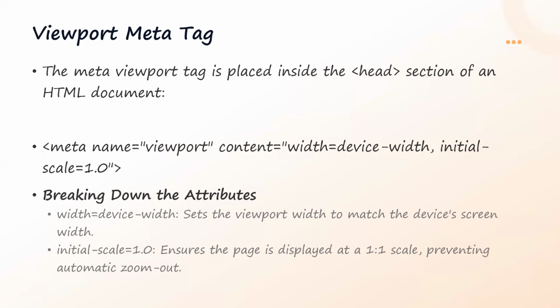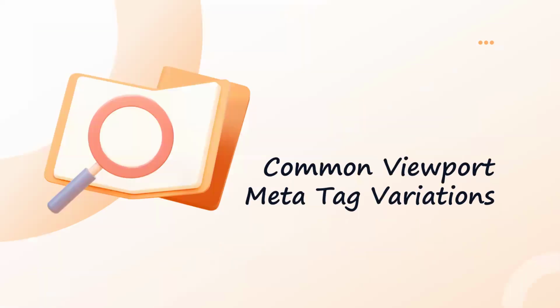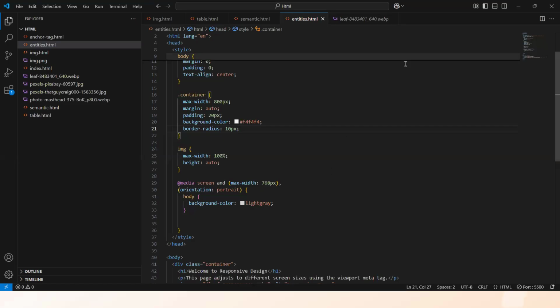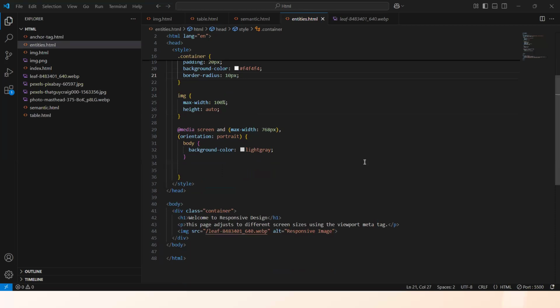Now, this ensures that the page is displayed at a 1:1 scale, preventing automatic zoom out. Of course, this is the default. 1.0 is the default. But if you put it at 2, it is going to zoom two times larger than the size. Do you understand? If you make it 2, it is going to zoom. Before we go and see the various variations, let's take a look at something here. You can see we have this. Let me reduce. We have this HTML page.